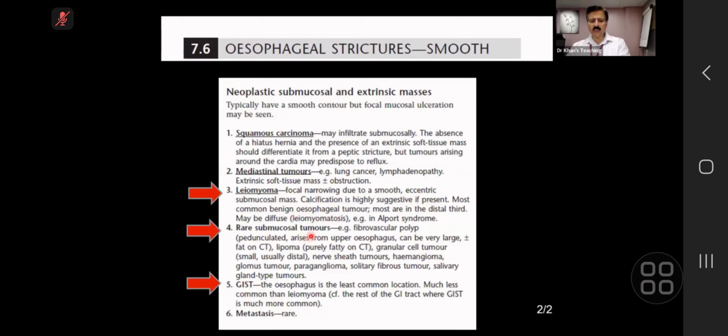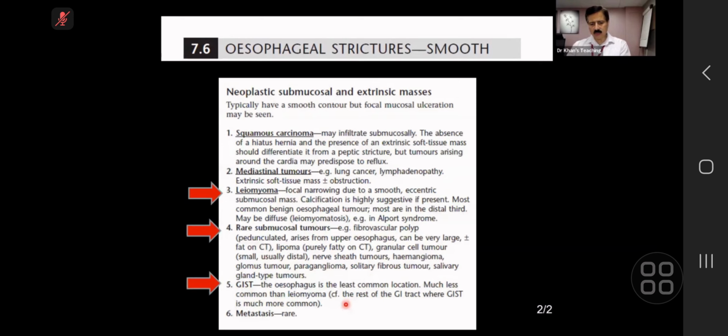Now, rare lesions, there are many listed here, which can be a lipoma, nerve sheath tumor, hemangioma, glomus tumor, solitary fibrous tumor, etc. Read that. GIST is extremely important. Now, GIST is a favorite tumor for the exam. I will show you in the stomach, where it is more specific.